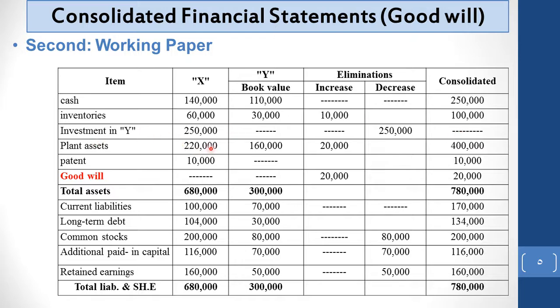Plant assets 220 for X plus 160 of Y plus the difference between the book value and the fair value of Y equals 400. Patent 10, no patent here, so it will remain the same, 10. Goodwill, no goodwill here, neither here, only place it in the increase in the elimination column and put it in the consolidation. Current assets and long-term liabilities will be added. The total assets equal 780. Add liabilities and owner's equity after elimination of Y's shareholder equity. The result will also be 780.